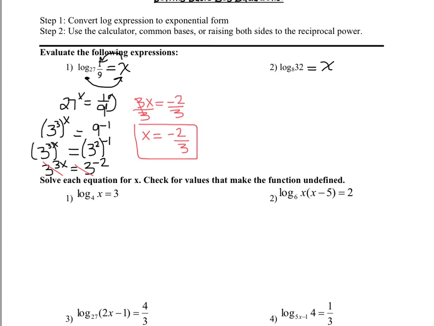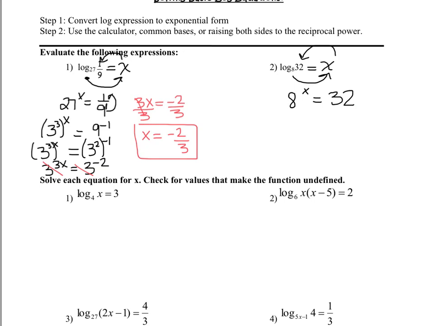Okay, let's try example number 2. So first start by writing the log as an exponential. So 8 to the x power equals 32. This would be great if I could say that 8 to some power actually equals 32 and I could be done, but it goes 8 to the first is 8. 8 to the second is 64, so that's no good. So we need to find a common base.